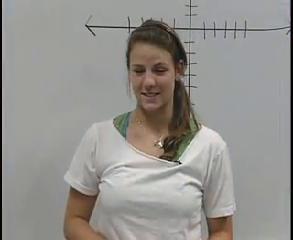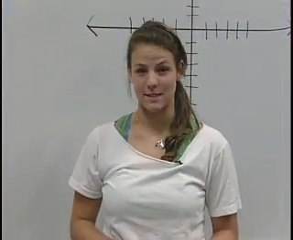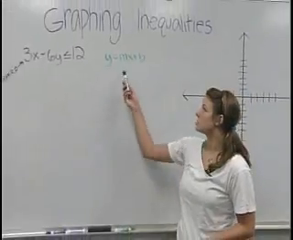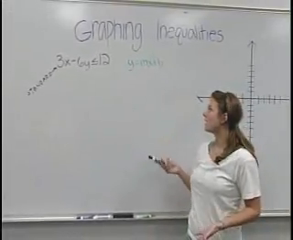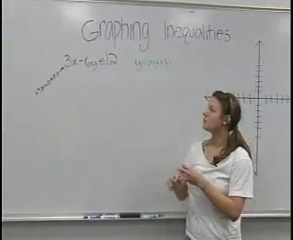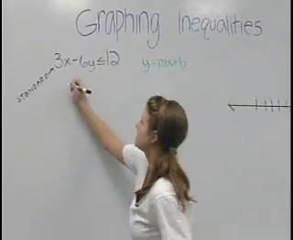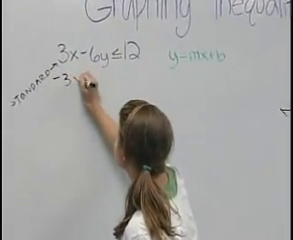Hi, I'm Skylar, and today we're going to be graphing an inequality from standard form. The first step you're going to want to take is to put it into slope-intercept form, which is just your y equals mx plus b. So first you're going to want to isolate your y variable, so you get rid of your x. So you're going to subtract 3x.